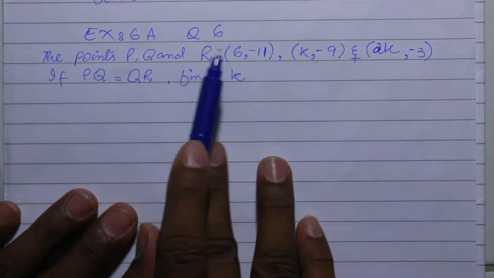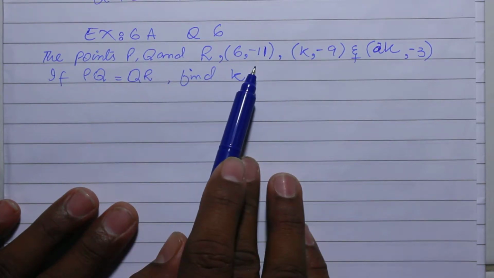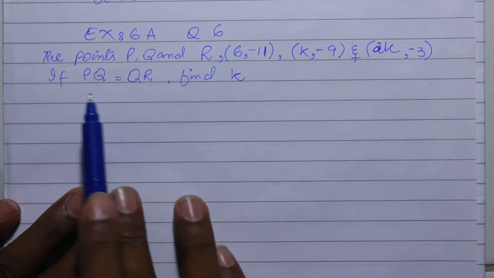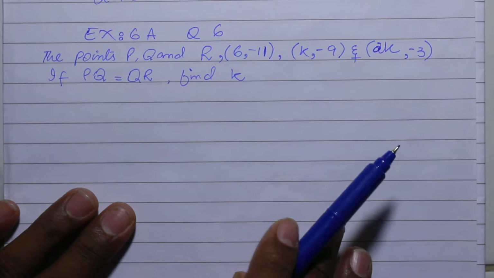Exercise 6A, question number 6. The points P, Q and R have coordinates (6, -11), (k, -9) and (2k, -3). If the gradient of PQ is equal to the gradient of QR, find k.